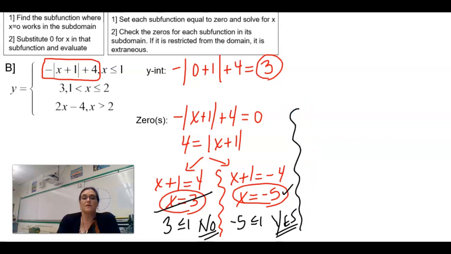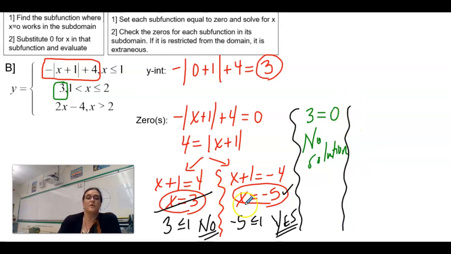Okay, then we're going to look at the second subfunction, which is a constant right there at y equals 3. So we set that constant function equal to 0. So 3 equals 0. Does 3 equal 0? No. And there's no x to solve for, so this has no solution. And we would move on from there to our last subfunction, which is linear, 2x minus 4.